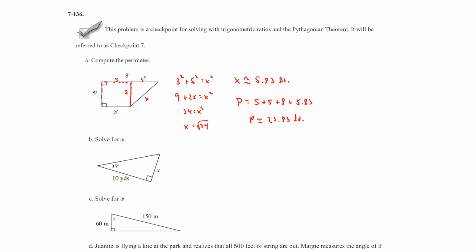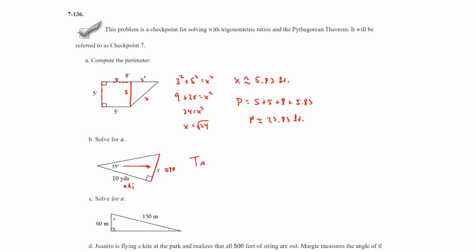Part B, solve for x. We have a right triangle. We are missing one of the legs. We have the other leg, and we have an angle measure, so we're going to have to use our trig ratios. With the 35 degrees, x represents the opposite. It's across from that angle, and the 10 is the adjacent leg. So you have an opposite leg and adjacent leg. We don't know anything about the hypotenuse, and we're not looking for it, so we won't use that.